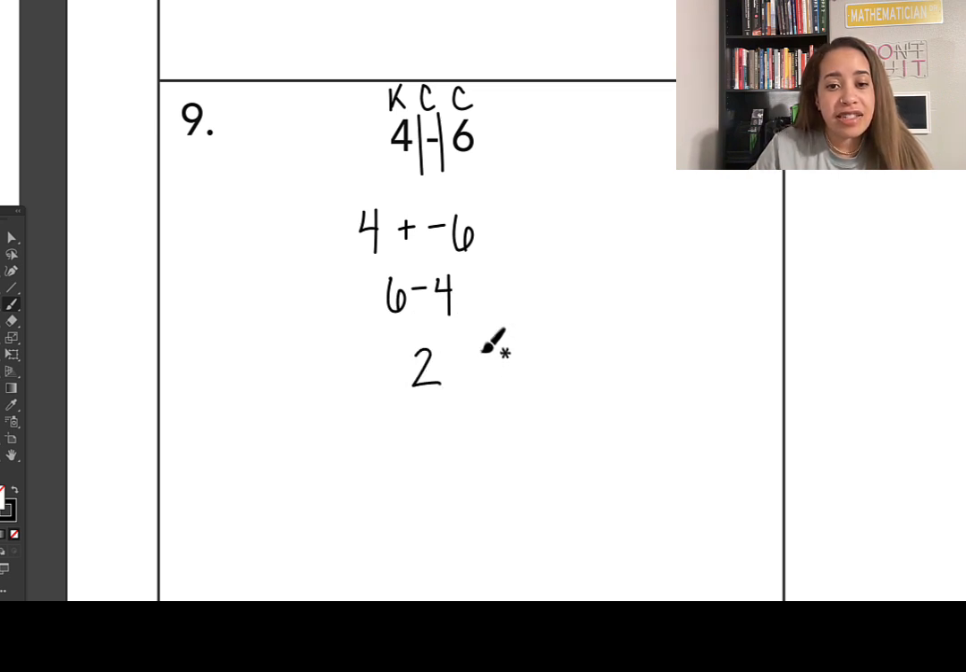The very last step is to check your higher absolute value, and we see that the higher absolute value is negative, so our final answer is also negative. 4 minus 6 gives us negative 2.